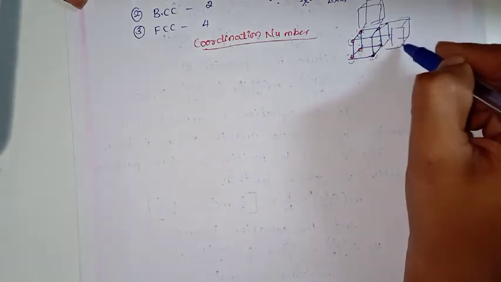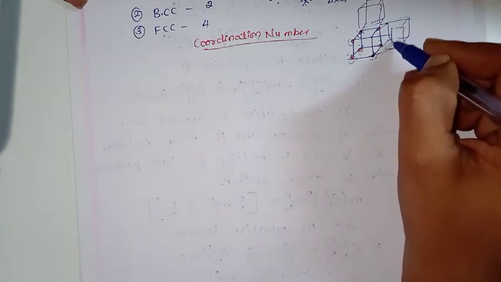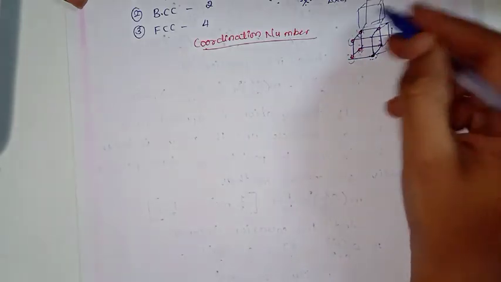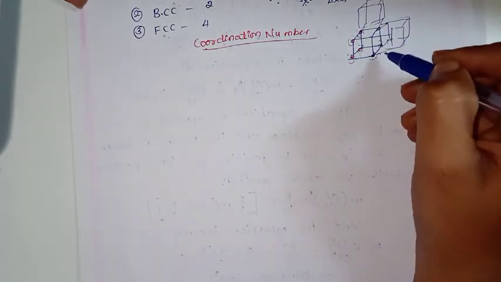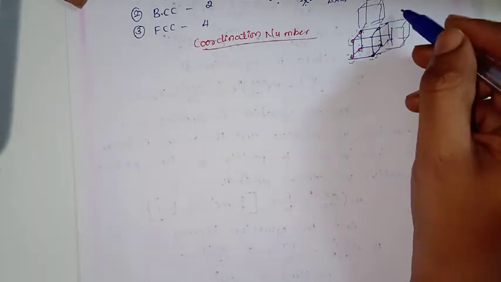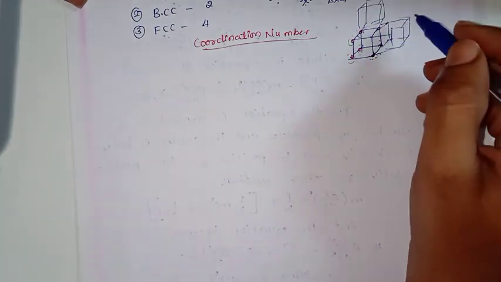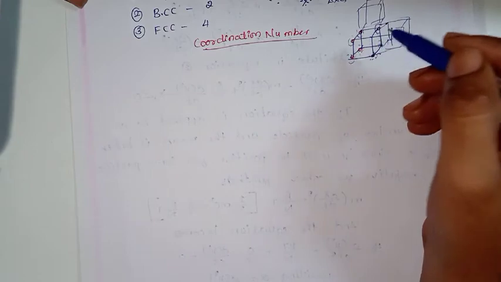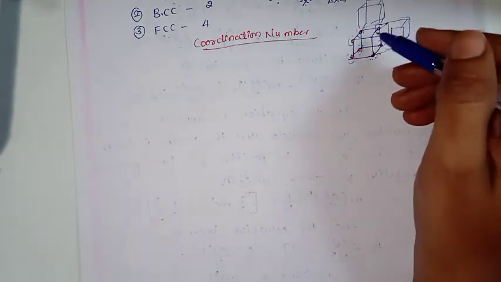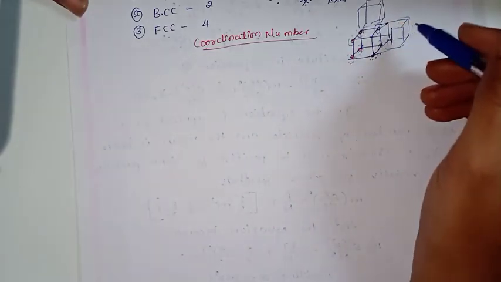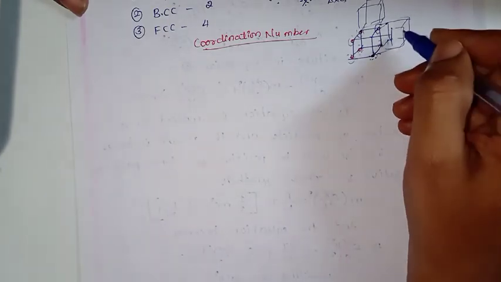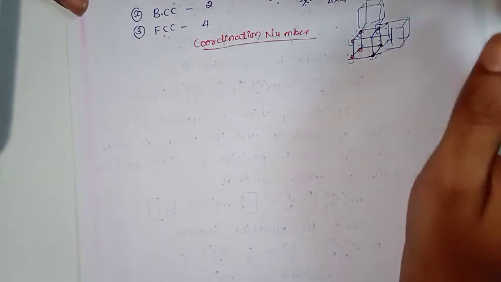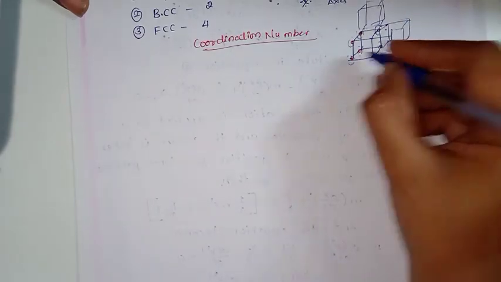We had taken only one unit cell, but there are many unit cells in the crystal. Each atom has nearest neighboring atoms. This number of nearest atoms is called the coordination number.